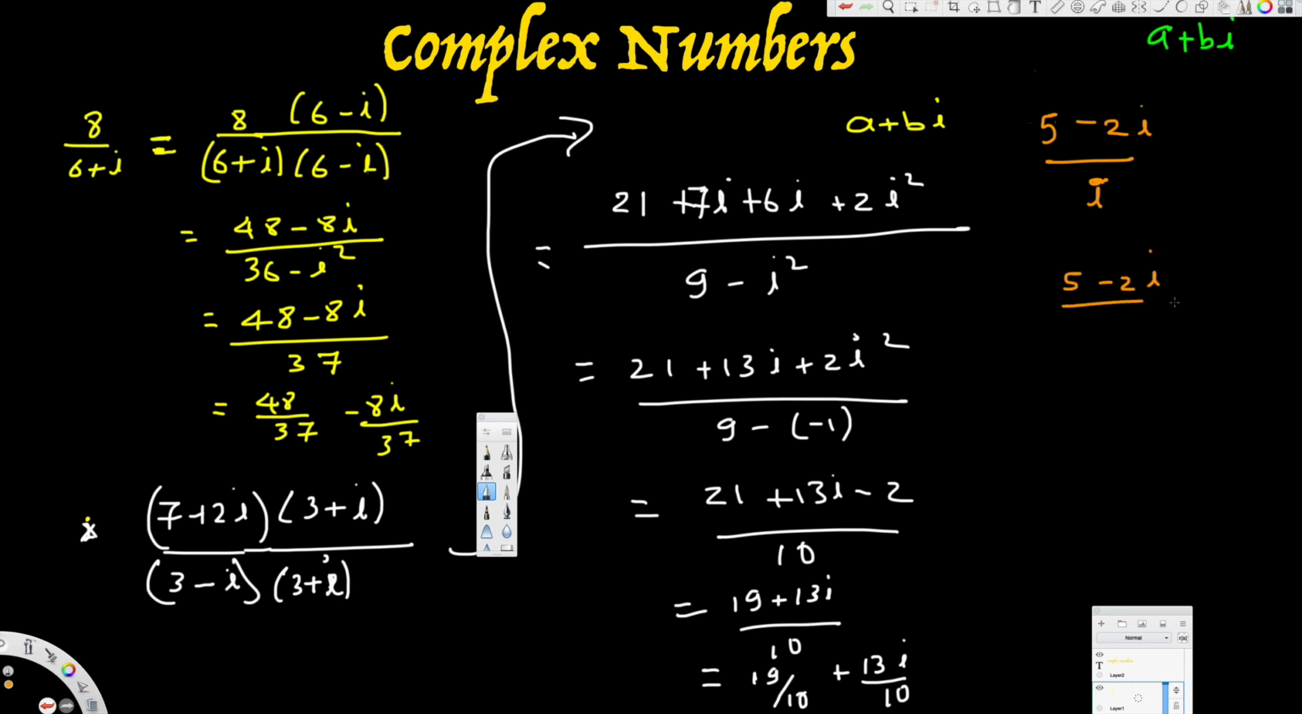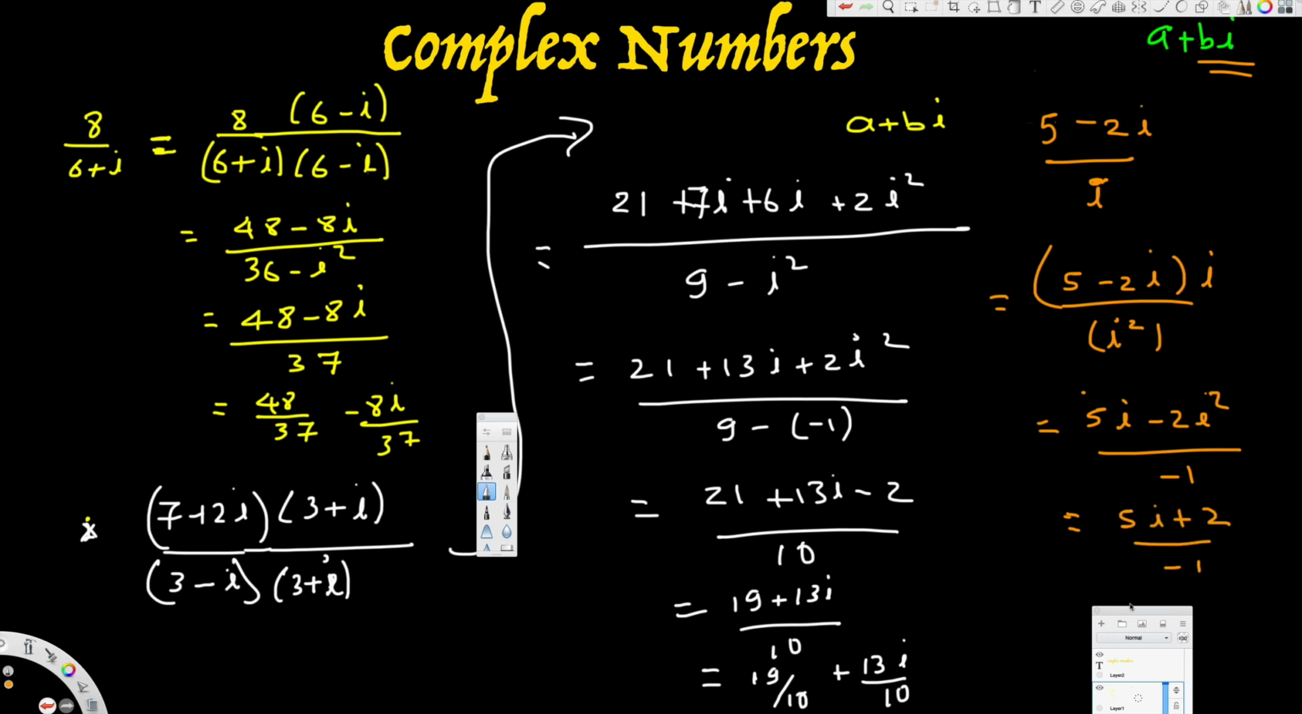5 minus 2i, and here i square. The reason to bring it is we have to give the final answer in a plus bi form, so that's what we are targeting. And here I multiply the top by i as well. Bottom I didn't show multiplication of i, but i times i is i square. Okay, I multiply by i, and here what we are going to get is 5i minus 2i square, in the denominator minus 1, and 2i square is 2 times negative 1, negative 2, negative negative positive 2. 5i plus 2 divided by negative 1.